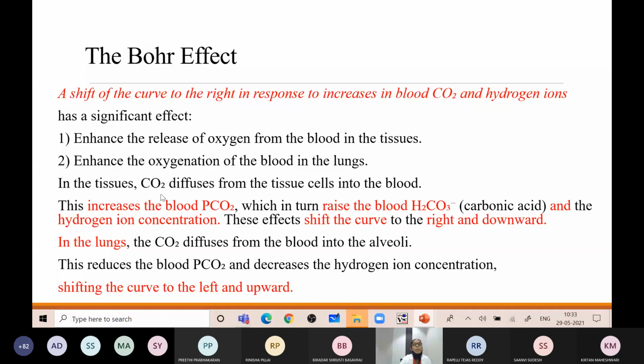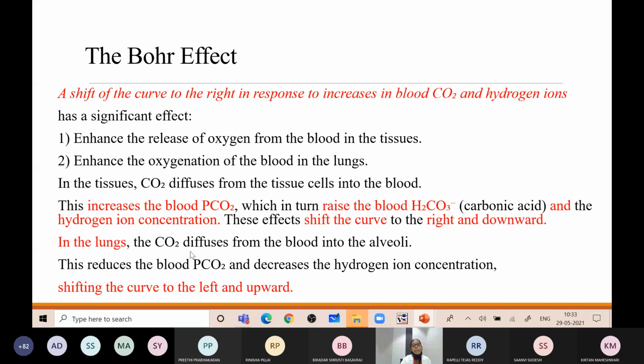In the tissue, carbon dioxide diffuses from the tissue cells into the blood. This you know. Because of the metabolism, carbon dioxide will be produced. It diffuses from the tissue into the blood. This increases the blood PCO2, which in turn raises the blood carbonic acid and the hydrogen ion concentration. These effects shift the curve to the right and downwards.